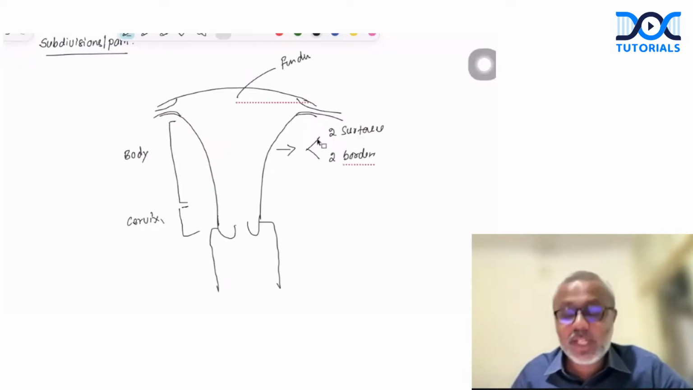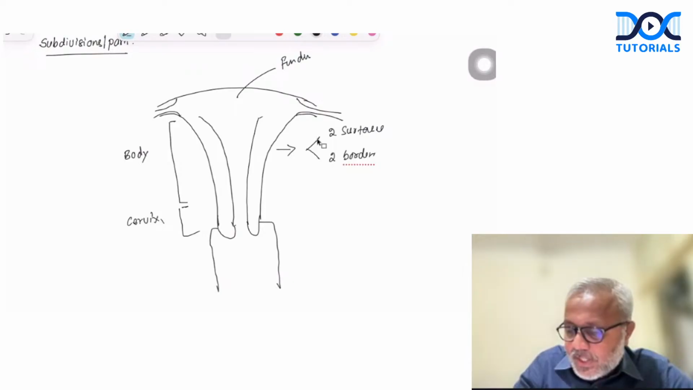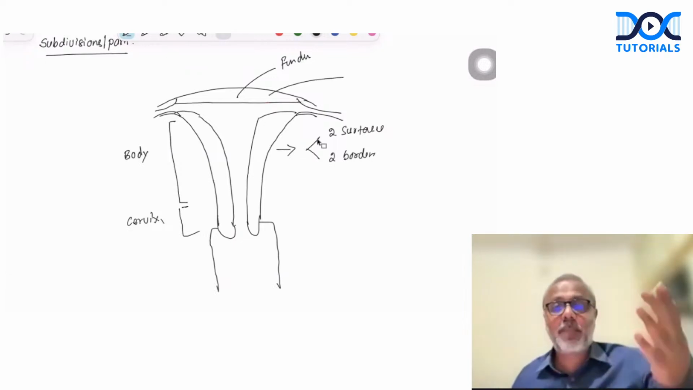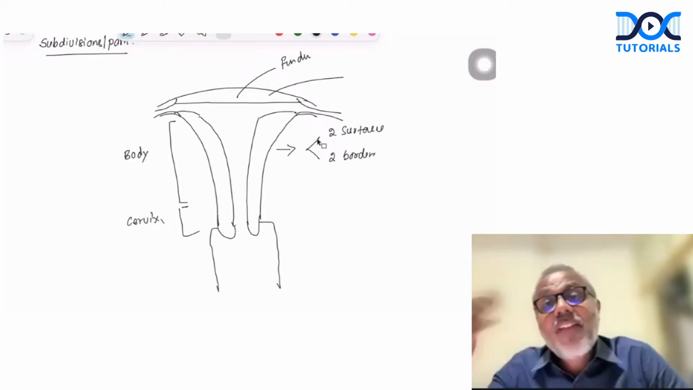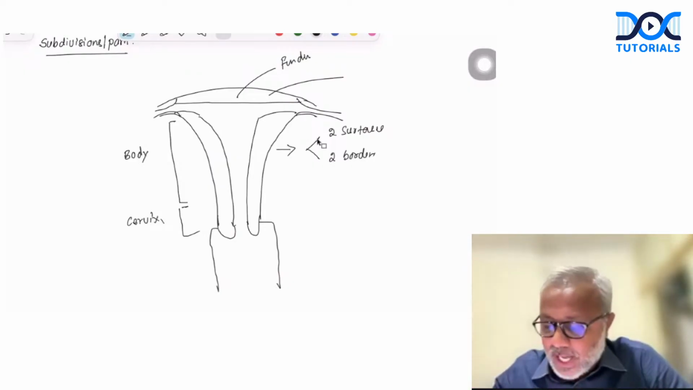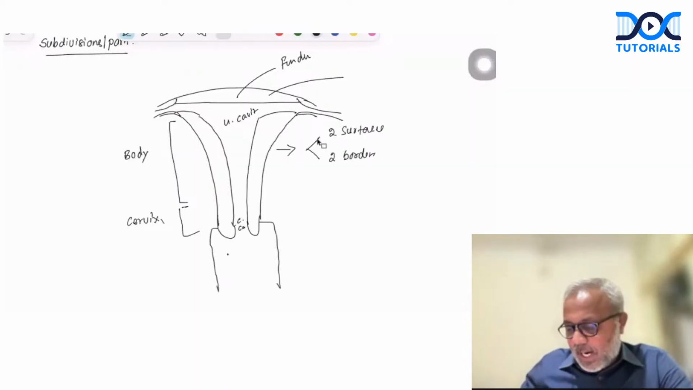Now, what is the literal meaning of the fundus? Remember, the uterine cavity extends inside the uterus. Okay? And it does not extend into its upper part. So the part of the uterus into which the cavity of the uterus does not extend is called the fundus. The rest of this will be called the uterine cavity, which will become continuous with the cervical canal, which will ultimately open into the vagina.